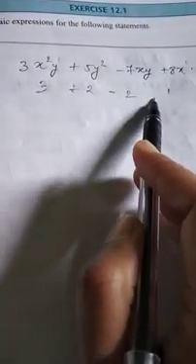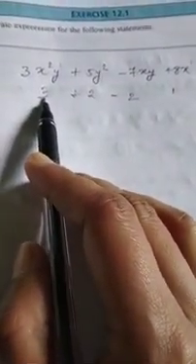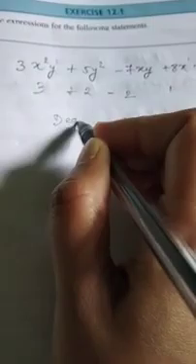Plus, what is the power of this? 2. In this, 1 plus 1, add this. Okay, 1 plus 1 is 2. Plus, what is the power of this variable? 1. So tell me, what is the highest power in this? 3 is the highest power. So we will write the degree of the polynomial is 3.